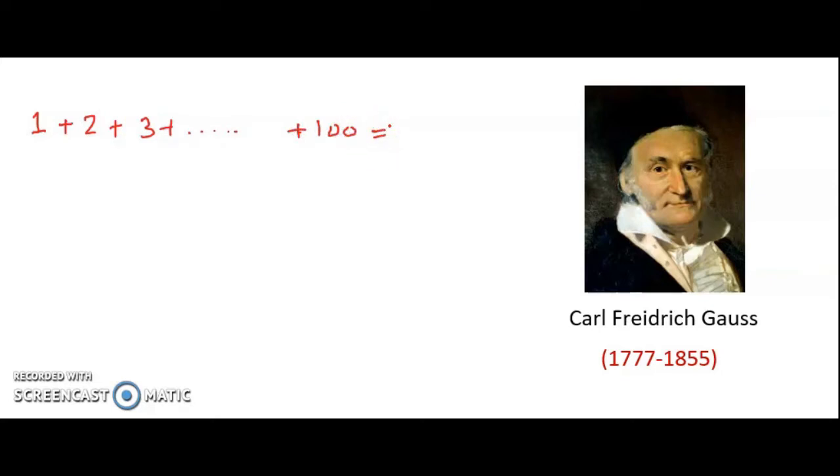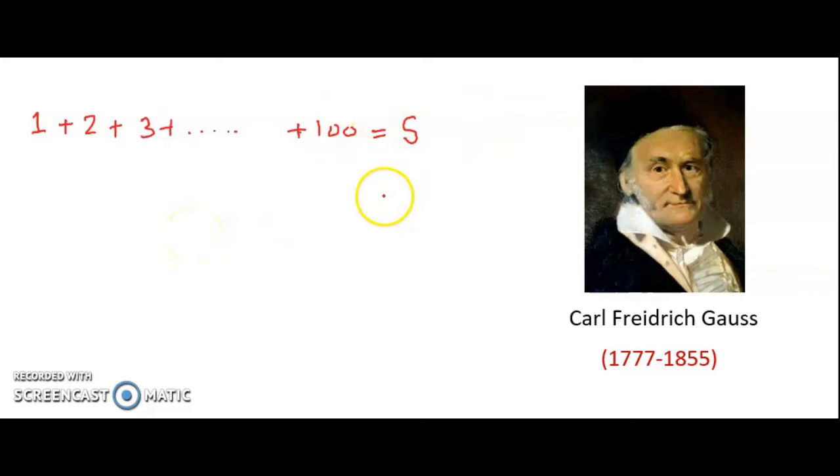He was very naughty in school, so to keep him busy, his teacher gave him homework to find the sum of the first 100 natural numbers. Within a minute he gave the answer, and the teacher was shocked. Let's see the solution, how he found the sum of the first 100 natural numbers. He wrote it like this: 1 plus 2 plus 3 up to 100, and let's say the sum is S.